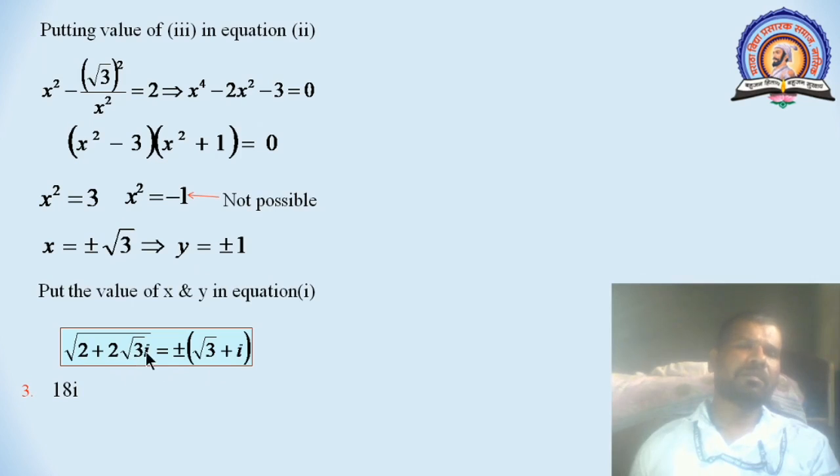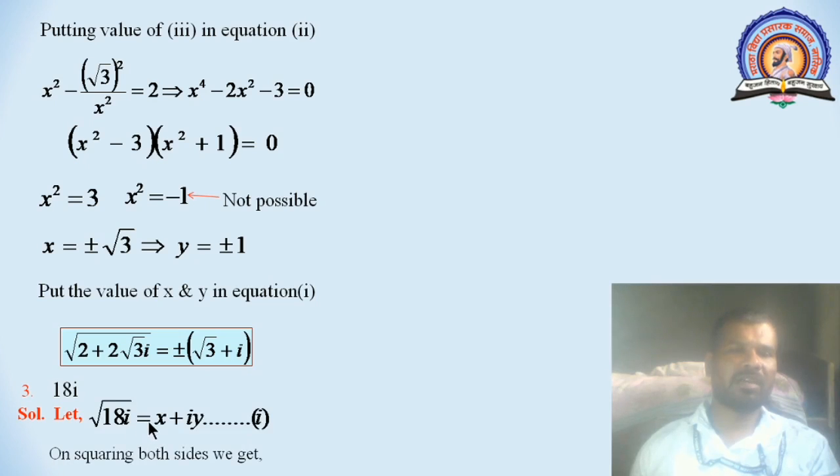You can easily verify by squaring root 3 plus i. Its square is 2 plus 2 root 3i. Therefore, the square root of 2 plus 2 root 3i is plus or minus (root 3 plus i). Now find the square root of 9 plus 40i. Again, in the same manner, let the square root be x plus iy.